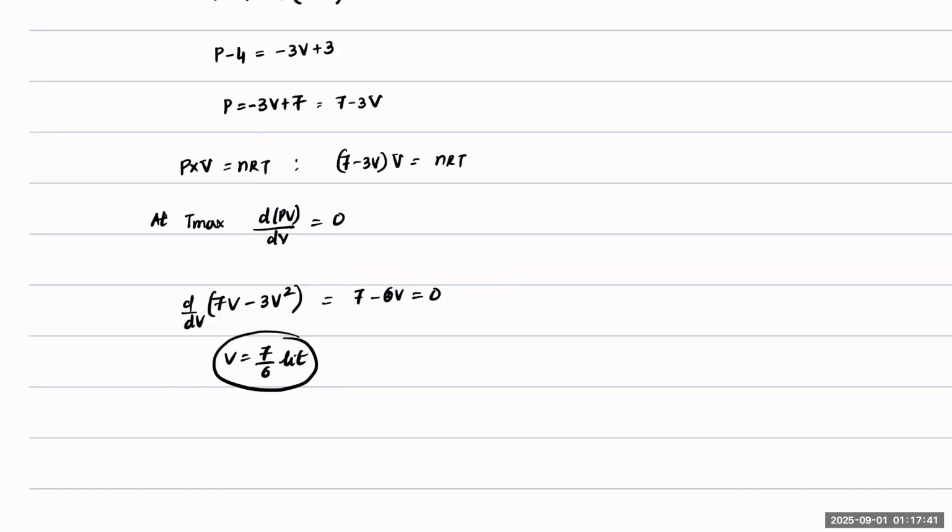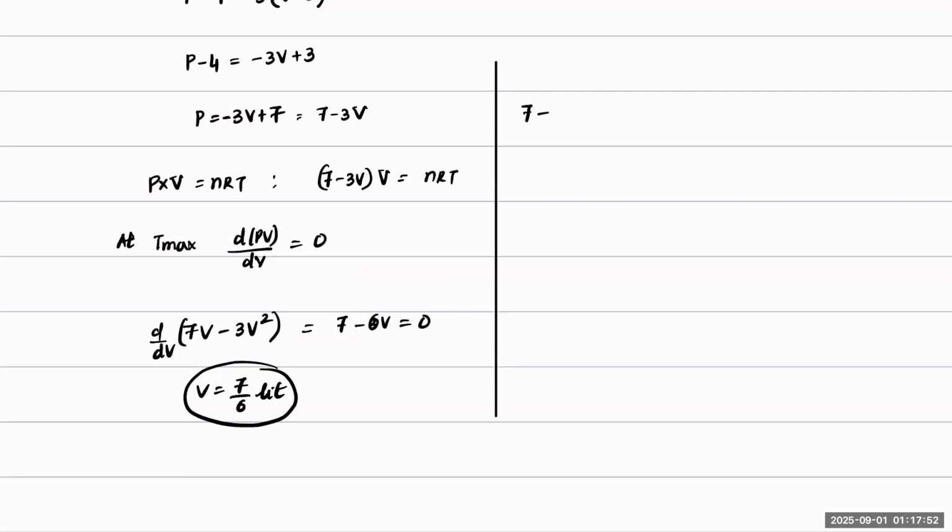Clear everyone? And now at this particular volume, put that value here. So what do I get? 7 minus 3 times 7 by 6, into V. V is 7 by 6. That is equal to 1 mole into R into T max. So this is the T max which I need to get. So this goes 2 times, so 14 minus 7 by 2 into 7 by 6, divided by R.